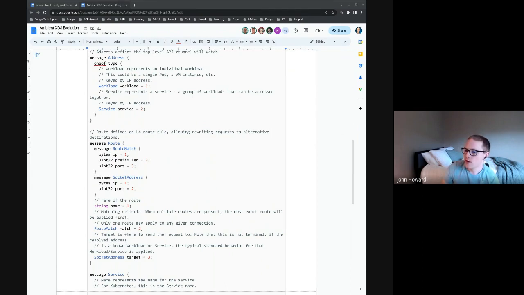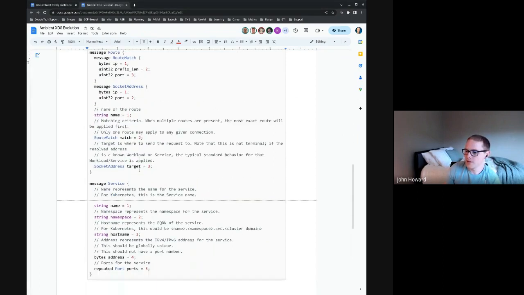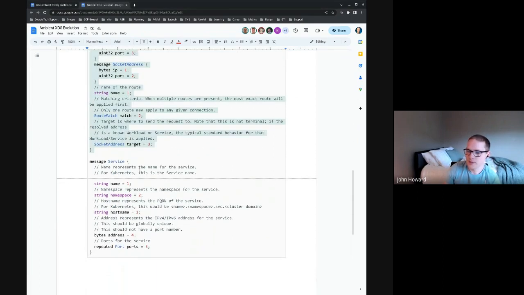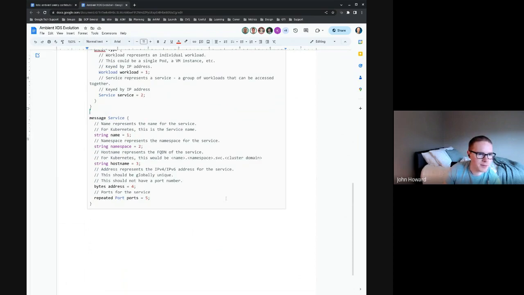And then, on service, if you scroll down a bit, ignore the route for now. That one's less. Let me actually just remove it. I don't want to add confusion. On service, we have, just like I mentioned, name, namespace, host name, address, ports. Nothing too controversial there, I think. We'll extend it, obviously, with some fields later, as I mentioned. Does this make sense so far? I don't want to talk for 30 minutes if no one's following.